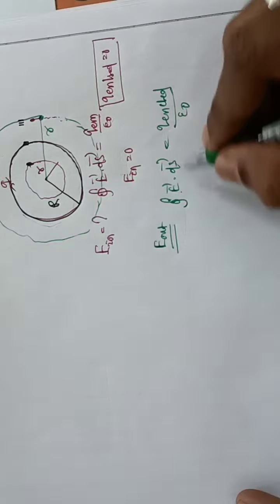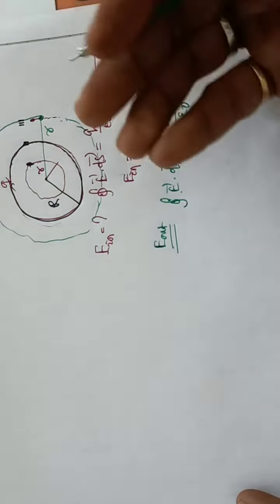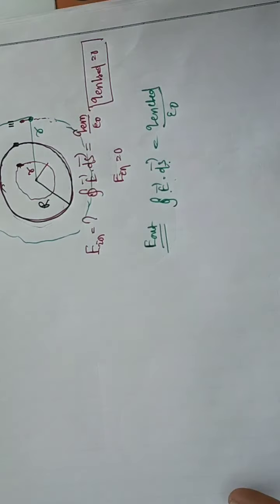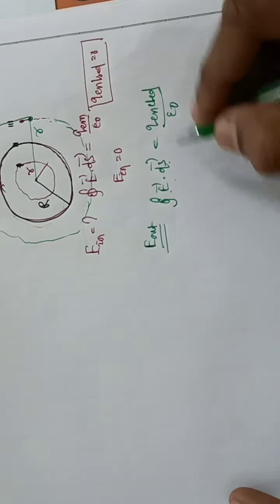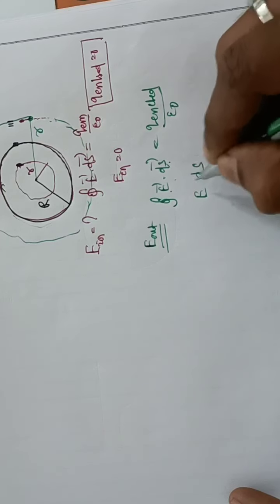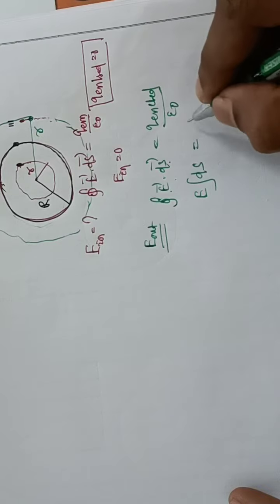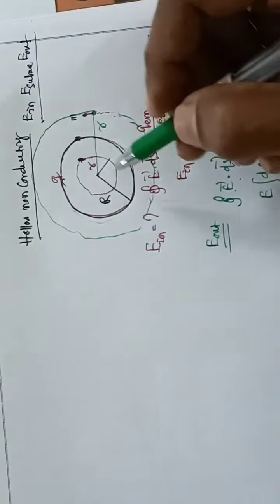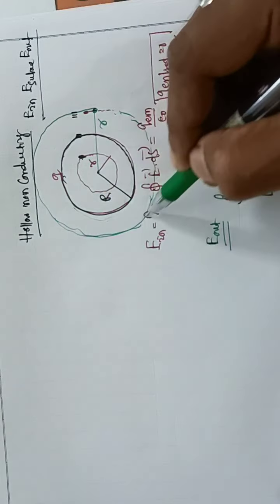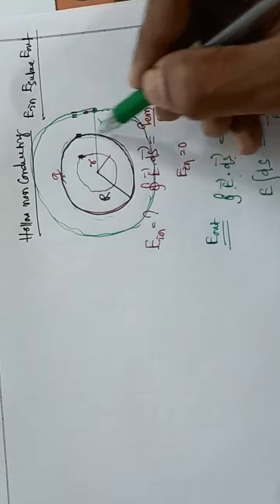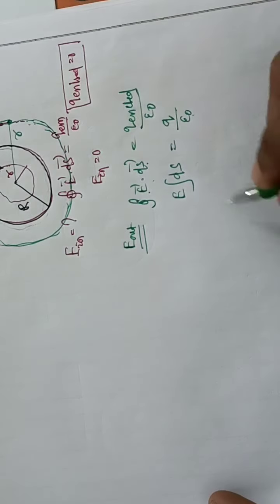What is the angle between E and ds? E and ds are always parallel to each other, because in the previous proof we already discussed that E and ds are mutually parallel. So the angle between them is 0, and I can write E ds equals Q enclosed upon epsilon naught. How much charge is enclosed within this Gaussian sphere? Q amount of charge is enclosed, so it is Q upon epsilon naught.